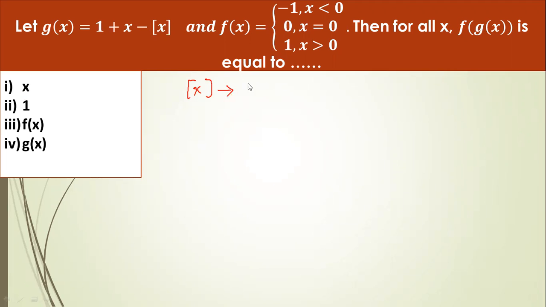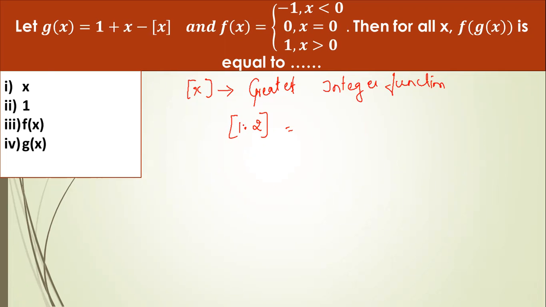Greatest integer function, not modulus function. Do you remember the greatest integer function? Suppose you have 1.2. What is the greatest integer of 1.2? It is not 2. The greatest integer function means the integer which is less than or equal to the given number.